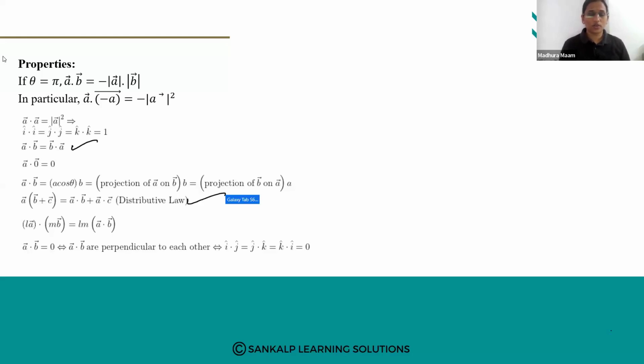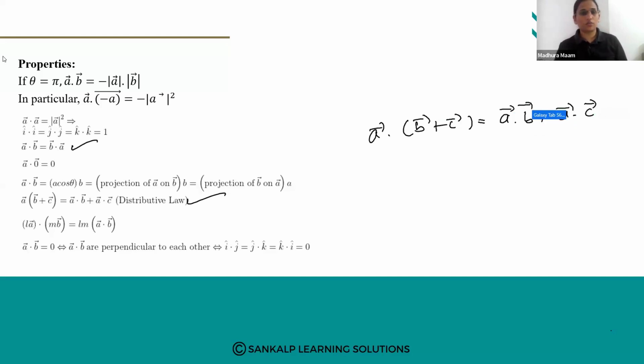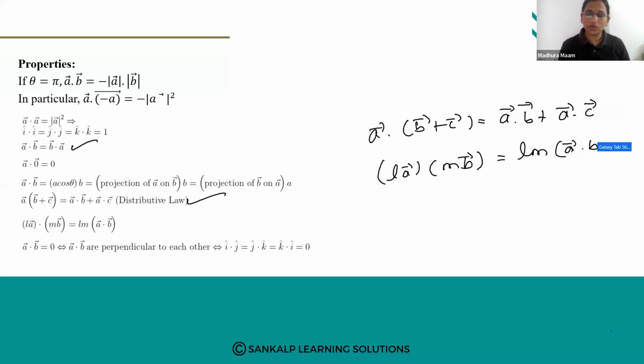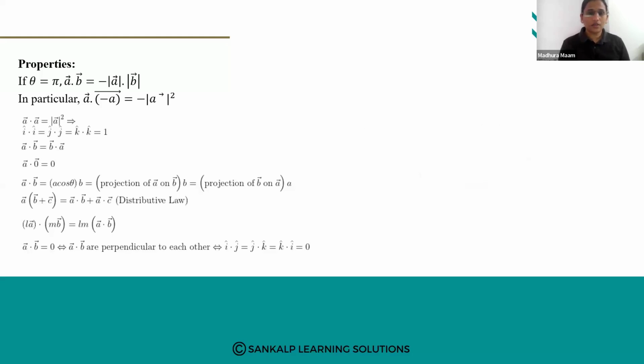Distributive law holds true. What is distributive law? A dot (B plus C) can be written as A dot B plus A dot C. Distributive law holds true. All this is without proof for you. If you have any scalar multiplying A, these are all the same as A dot B into the scalar, that is, L into M and A into B.